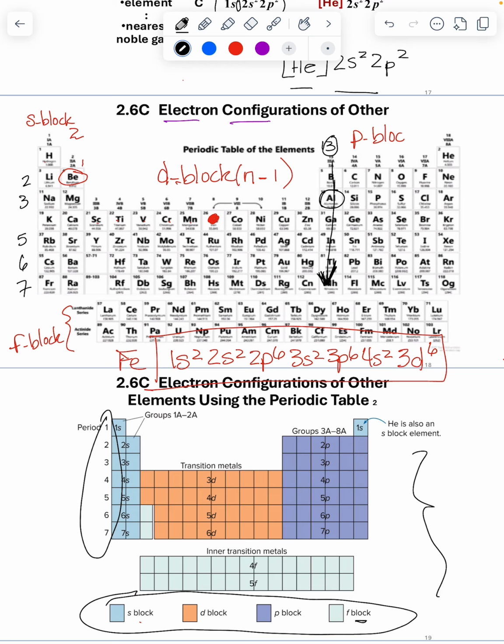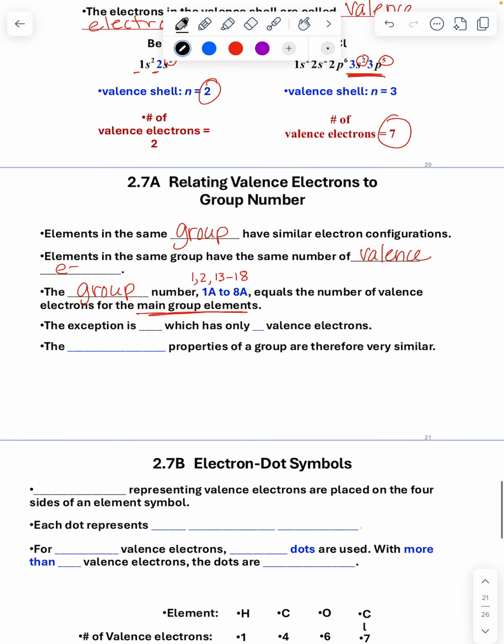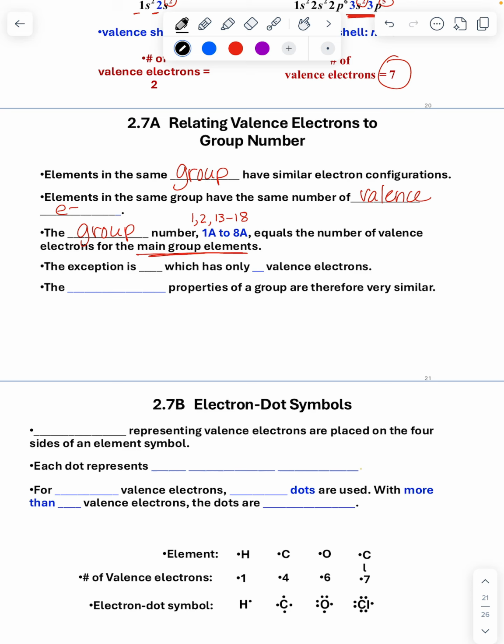One main exception is helium. Helium is in group 18, and going by the rule of using the ones place, you would think it would have 8 valence electrons, when in fact it only has 2. The chemical properties of a group are very similar because they have the same number of valence electrons.